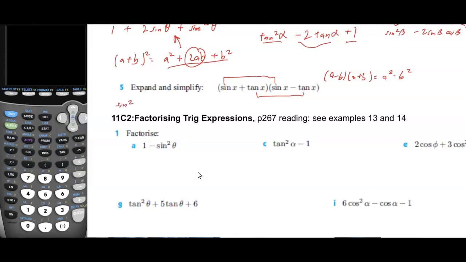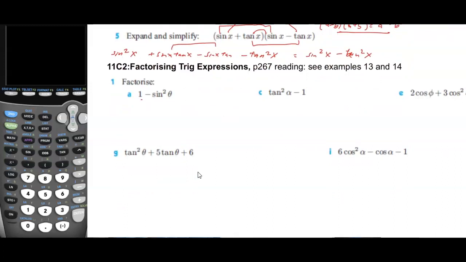So sine squared x is the first term. The last term is tangent squared x with a negative sign, right? Now if I multiply these two together, it would be sine tan. If I multiply these two together, it would be negative sine tan. I would have sine tan, and I would have negative sine tan. And now you can see that these two would cancel each other out, and you're left with just sine squared x minus tangent squared x, which is a famous identity, this identity here.